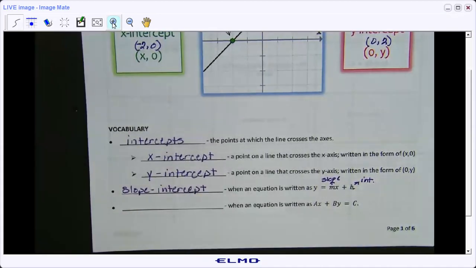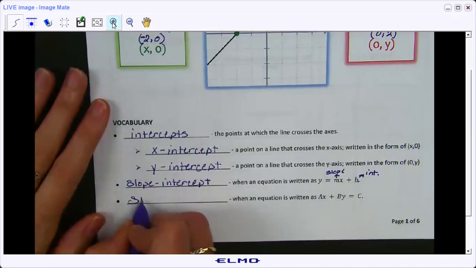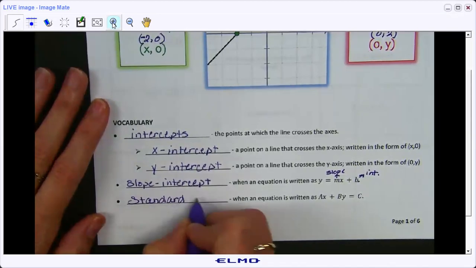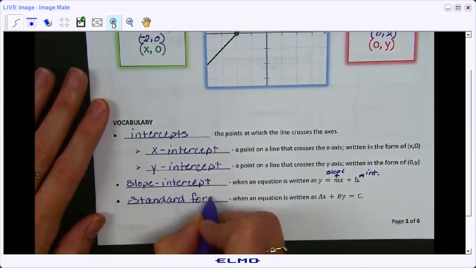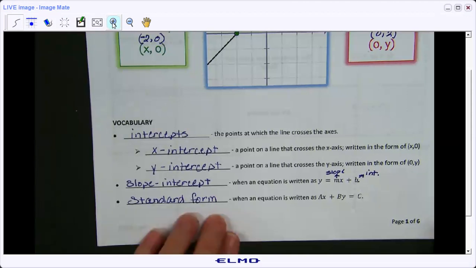Okay. Now, this one we're learning today is called standard form. Okay. And then after this lesson in the future, you can choose whichever equation you want to graph on. Okay. All right, let's go to page 2.